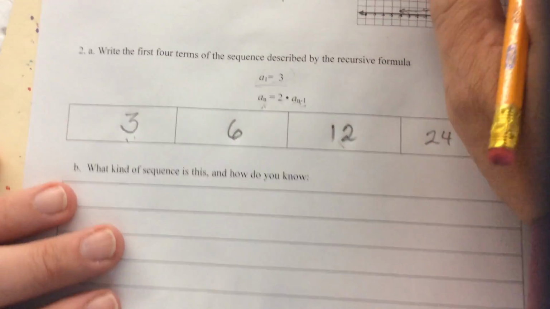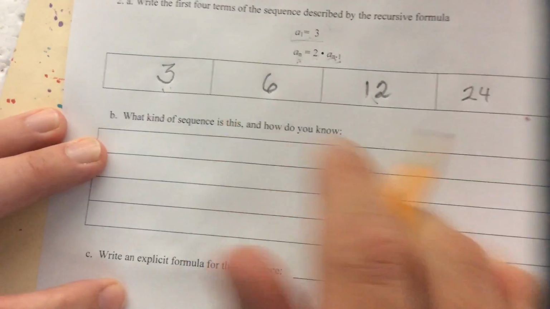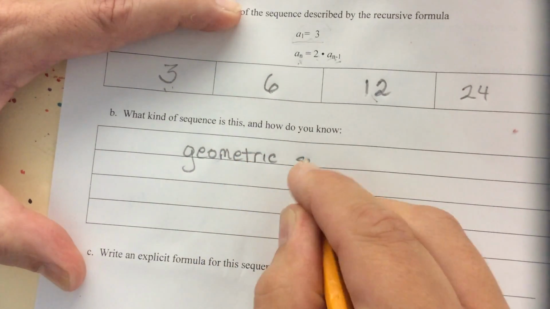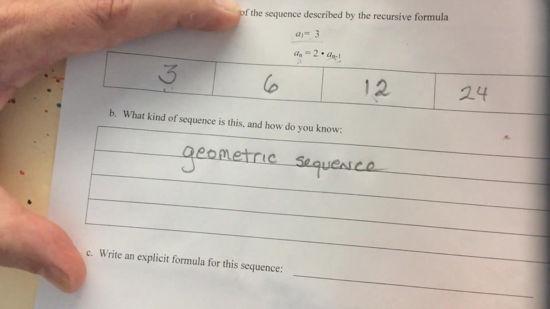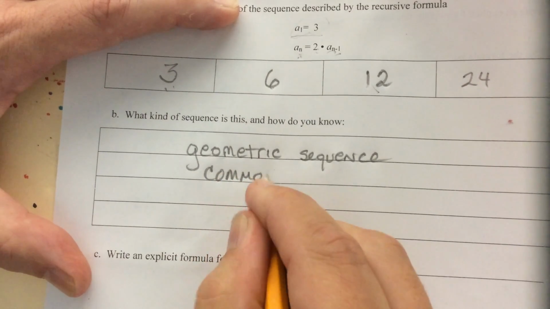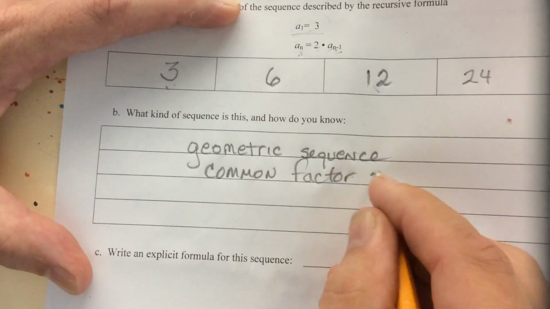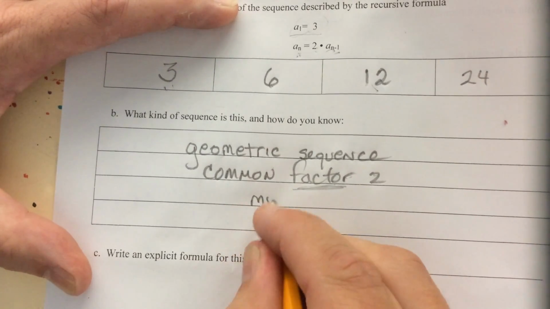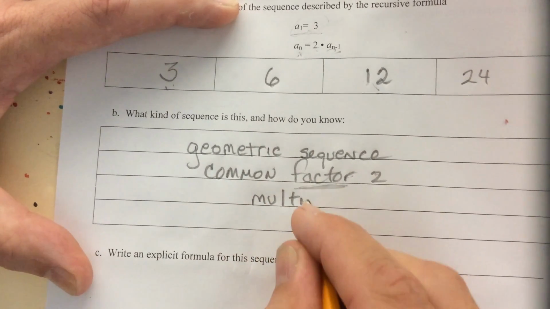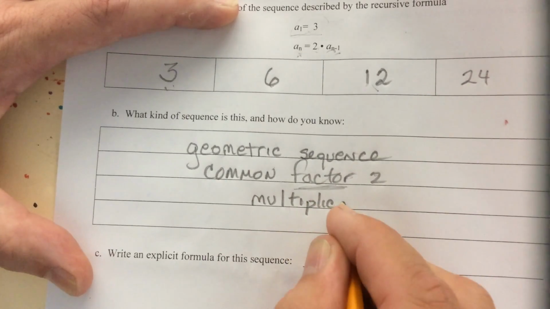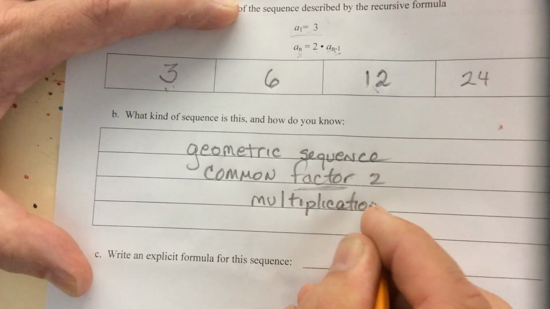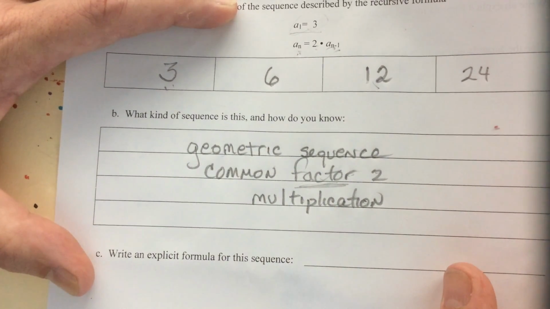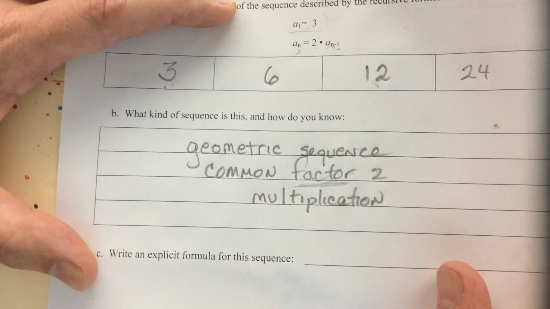Now, what kind of sequence is this? So what you want to tell me is that it's a geometric sequence, and the common factor is 2. And if you use the word factor, then I know that you recognize that this is multiplication. If you don't remember the term factor, you can just tell me I'm multiplying by 2 each time. That would be okay too.